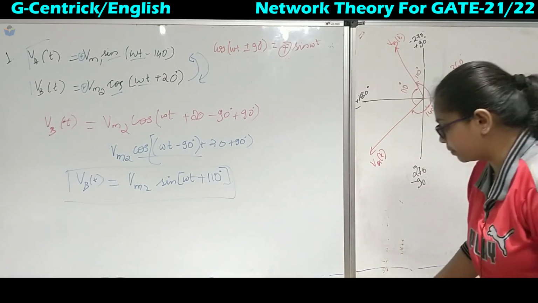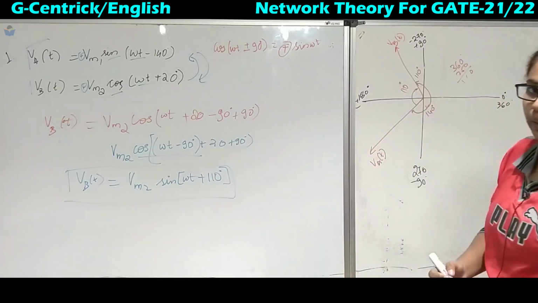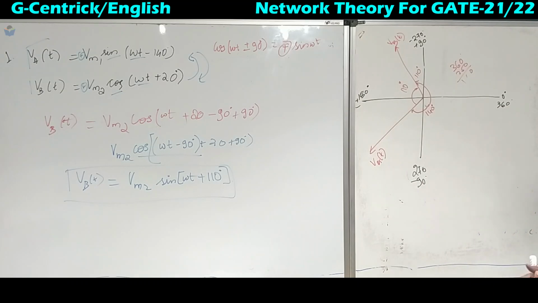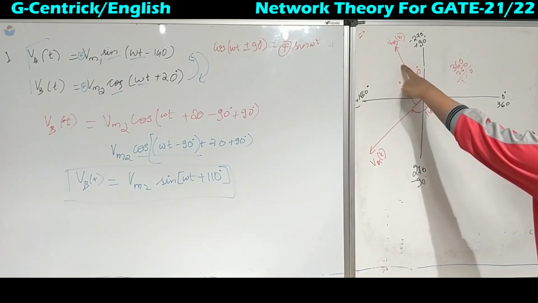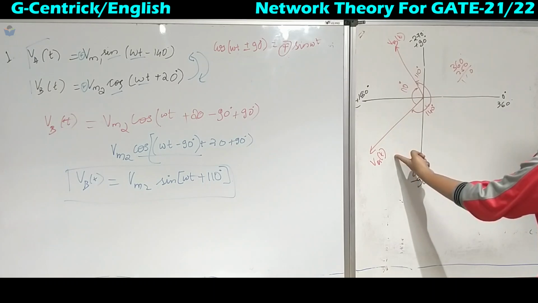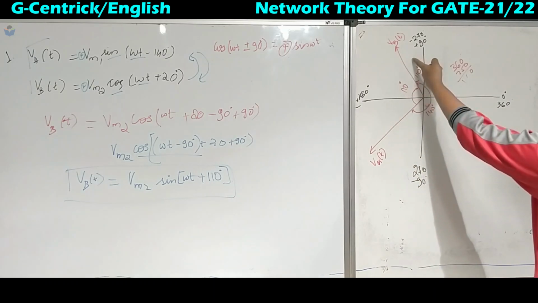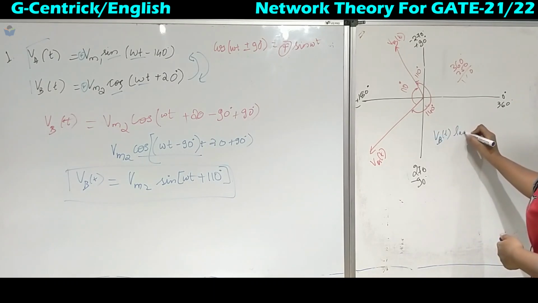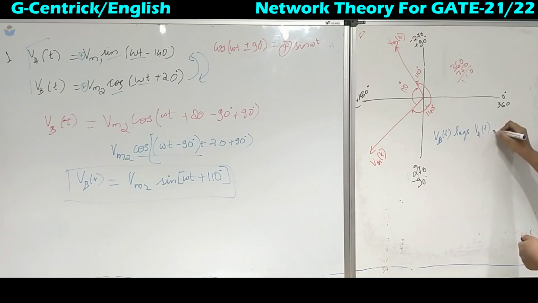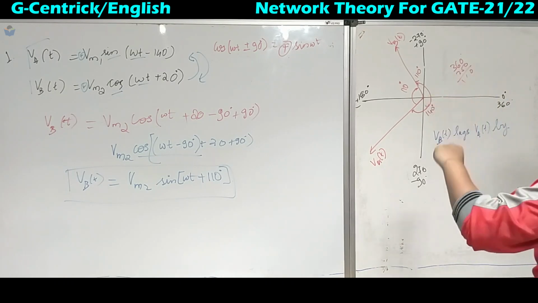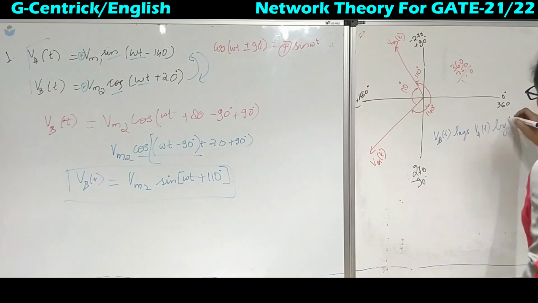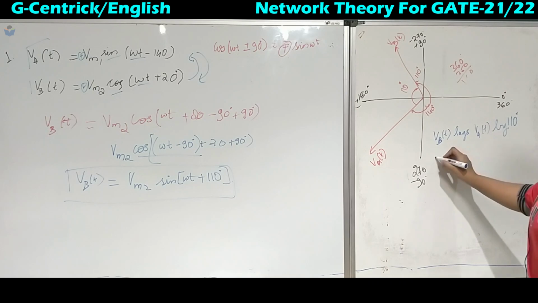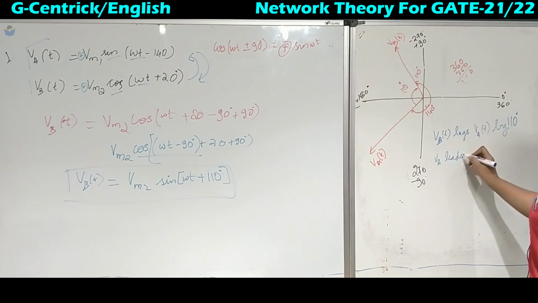Okay, so this is the concept. Now which one lags which one? If you are moving in the anti-clockwise direction and you stand here and look at Vb of t, you see that Va of t is ahead of Vb of t. So it means that Vb of t lags Va by how many degrees? We had written in general as phi degrees. We have phi here, that is 110 degrees. Or we can write it as Va leads Vb by 110 degrees.